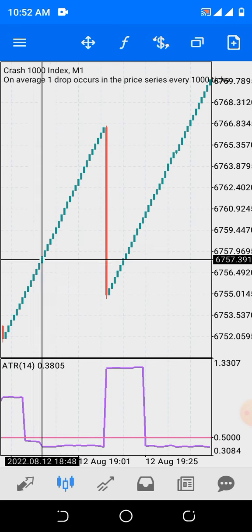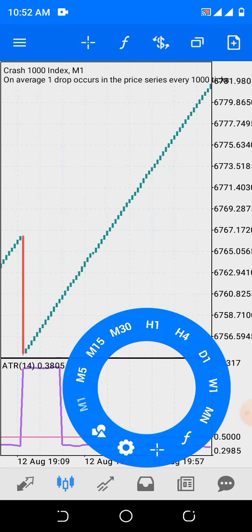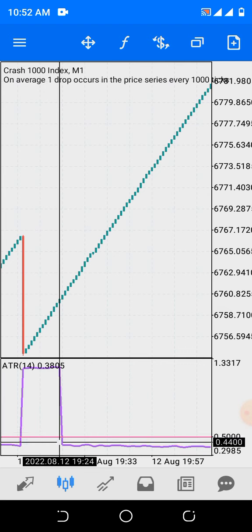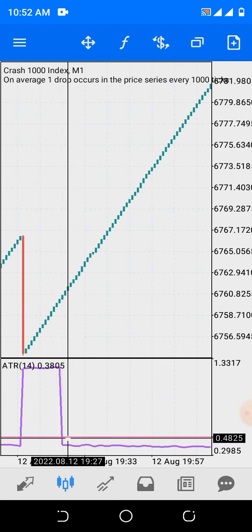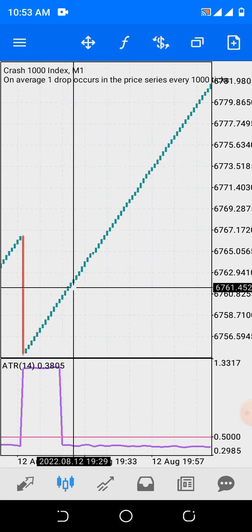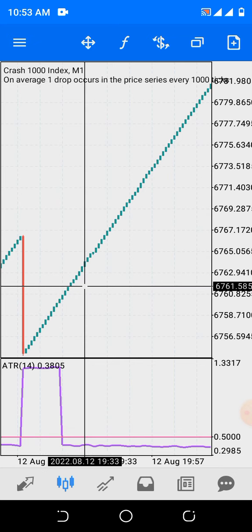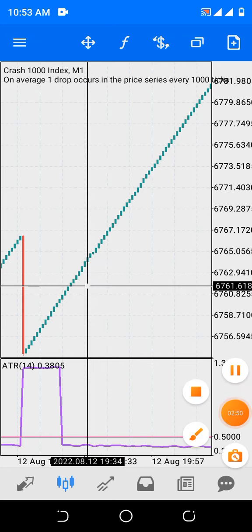That is the first. This is another one here. After this purple line crosses this pink horizontal line, you make your entry here. So this is 1, 2, 3, 4, 5. You see how you take your profit. The profit continues.